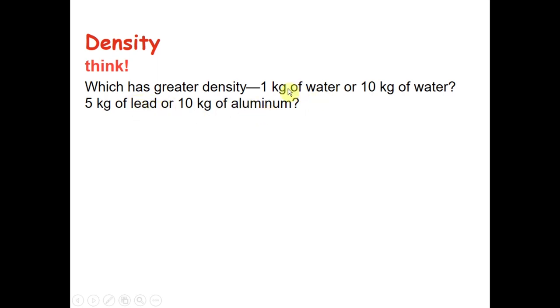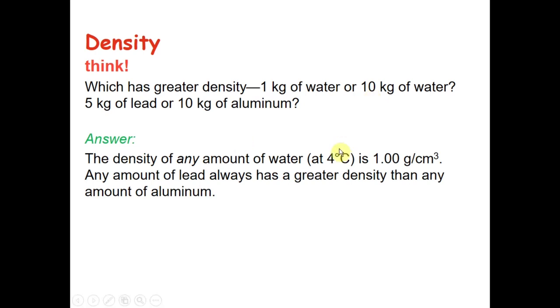Two different materials. Well, the first question should be easy for us to answer. The density of any amount of water at 4 degrees Celsius is always 1 gram per centimeter cubed. So it doesn't matter if you have 1 kilogram of water or 10 kilograms of water, they will all have the same density. For the second question, lead or aluminum, you just have to check the table. Once you check the table, you will see that any amount of lead always has greater density than any amount of aluminum.